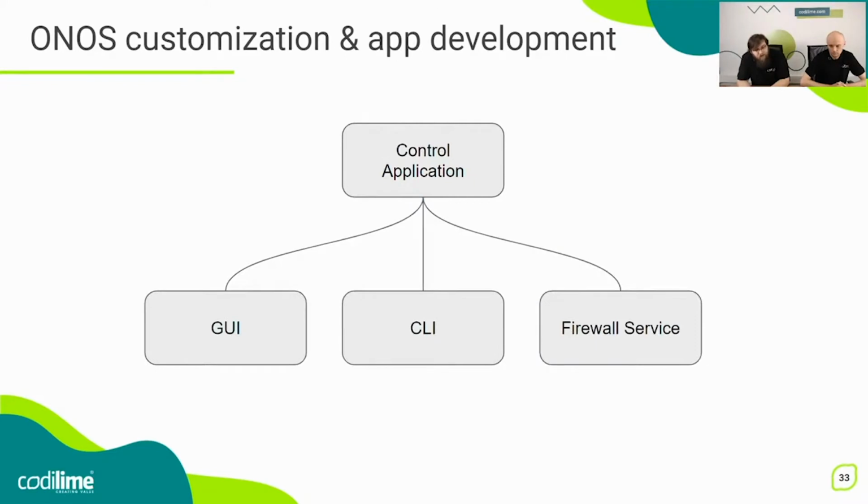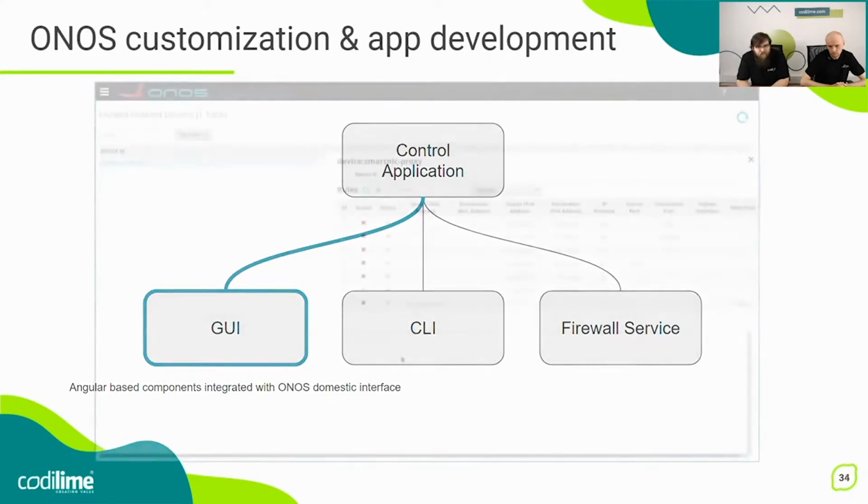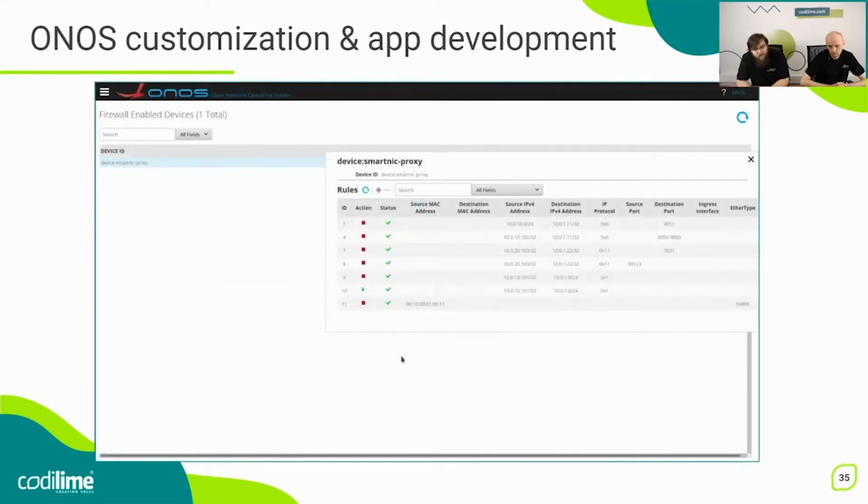Our control application contains a firewall service to manage firewall devices and rules, and also a fully featured user interface. Our graphical user interface components are based on Angular, integrated with the ONOS native interface. Here is an example of our firewall web UI.